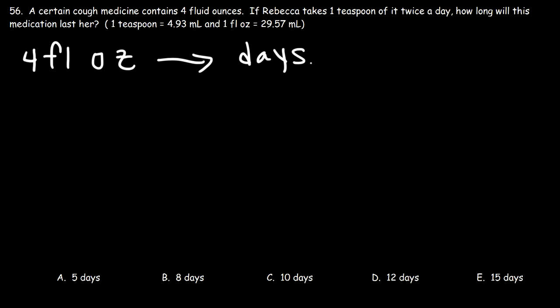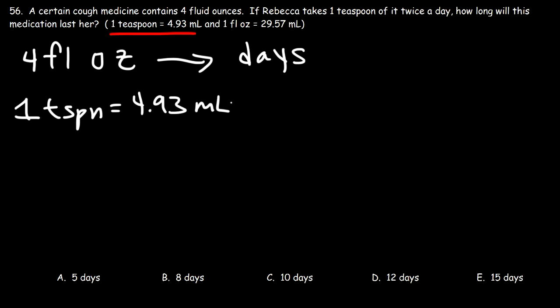Well, let's make a list of all the conversion factors that we know. So we know that 1 teaspoon is equal to 4.93 milliliters. We also know that 1 fluid ounce is 29.57 milliliters. Now, are there any other conversion factors that we can use in this problem?